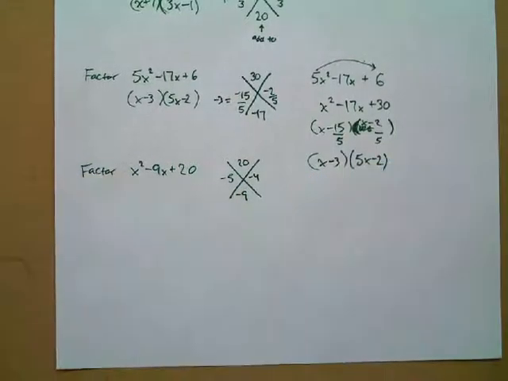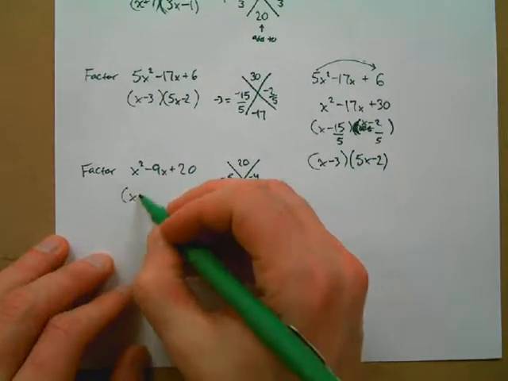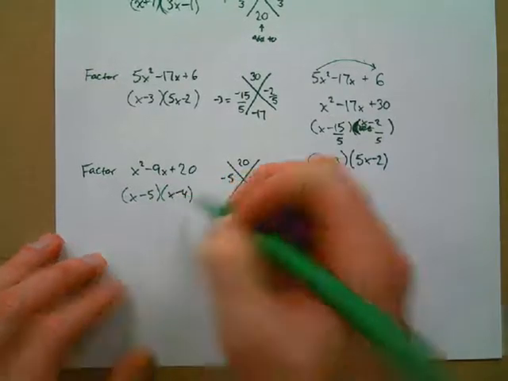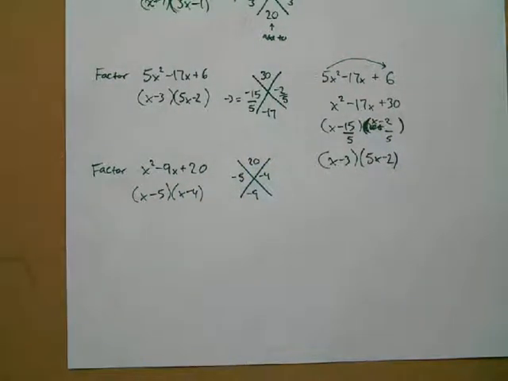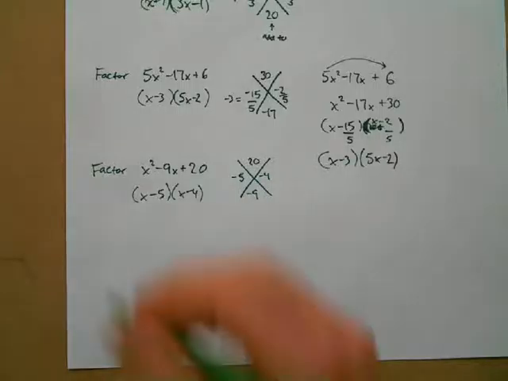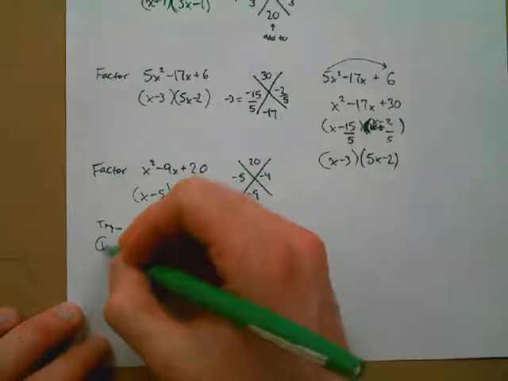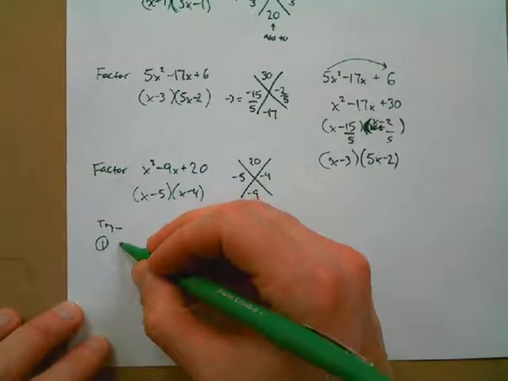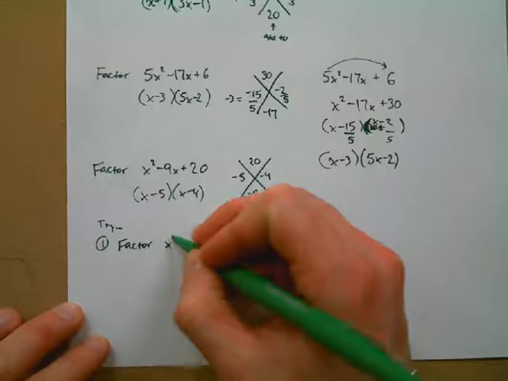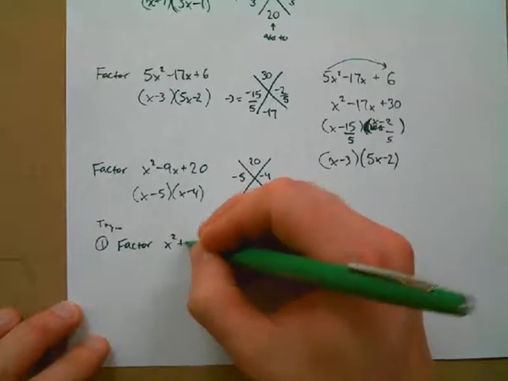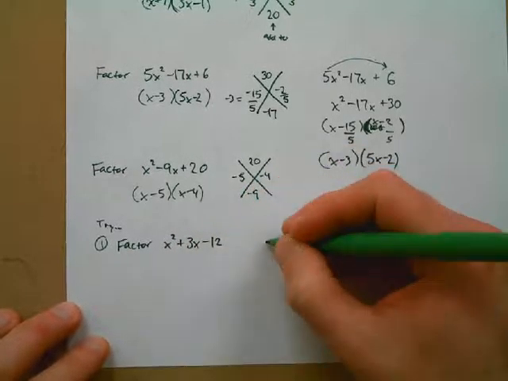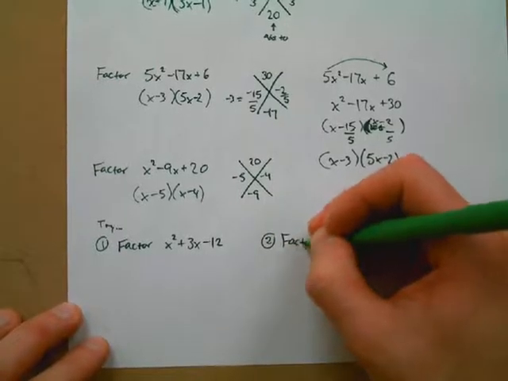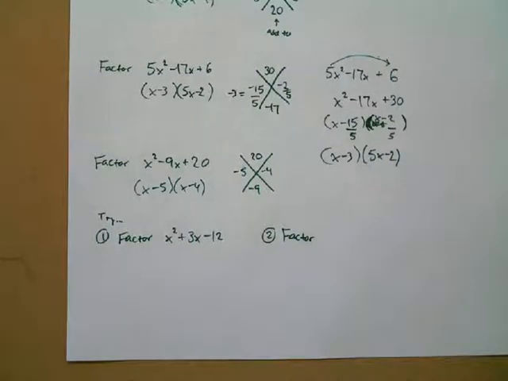Alright, I think we've done enough practice here, so let me see how you guys are going to do. I'm going to give you 2 to try. I want you to factor x squared plus 3x minus 12. And I also want you to factor another one here: 5x squared plus 16x plus 3. Go ahead and just try those two, and then we'll go over it, and then we'll be done.